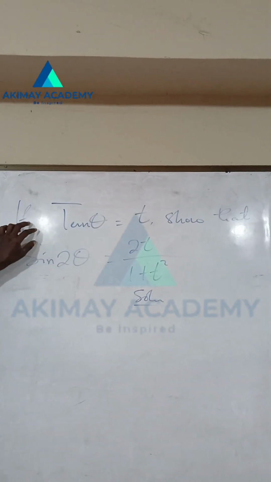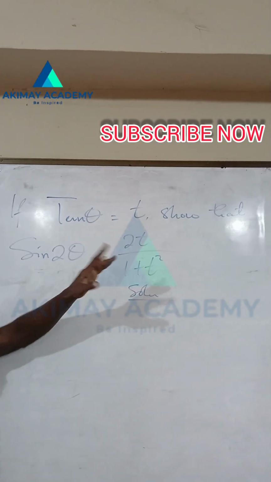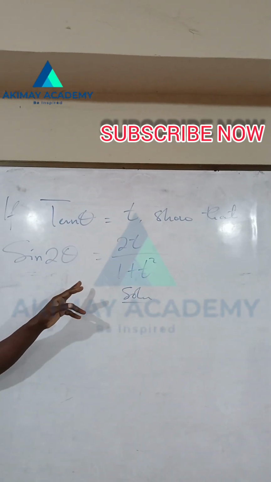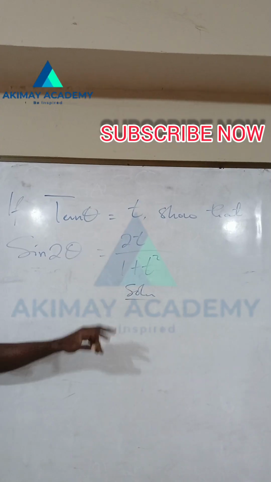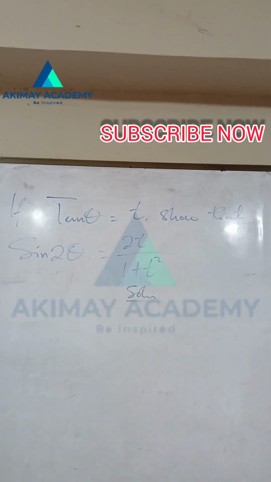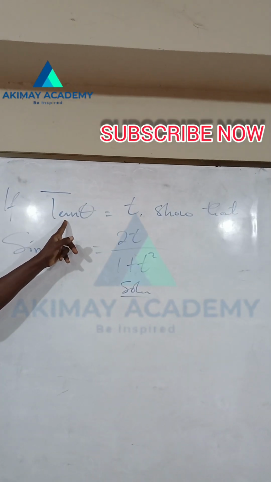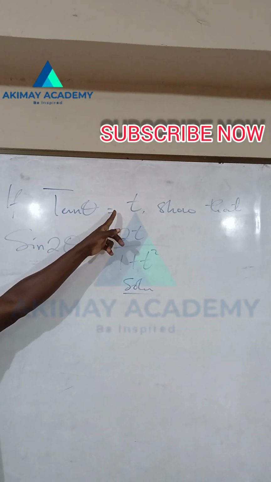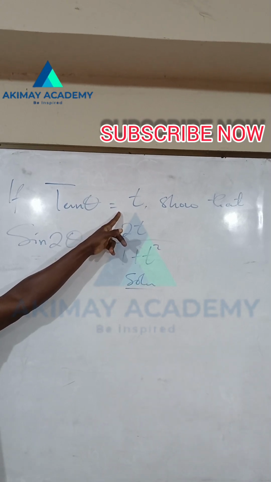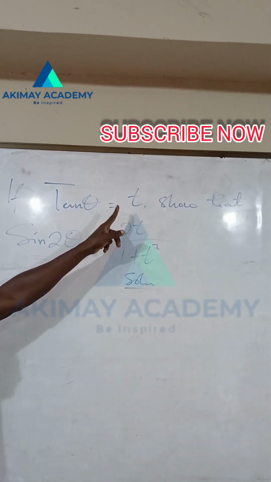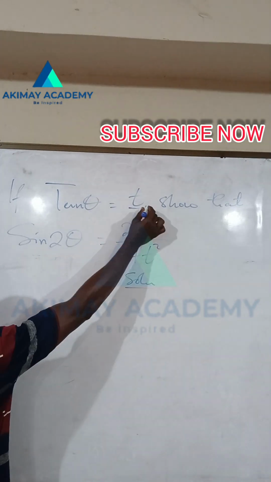So let's look at this particular problem. If tan theta equals t, show that sin 2 theta equals 2t out of 1 plus t squared. Now, over here, we have tan theta equals t. But we know that any number can be divided by 1. So with this theta, you can assume that theta is divided by what? 1.